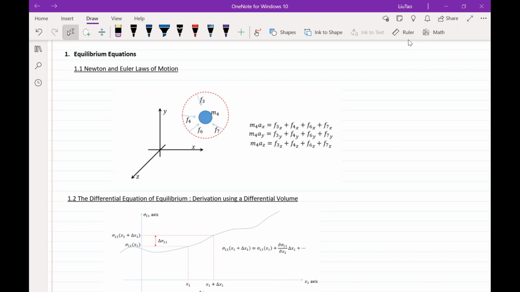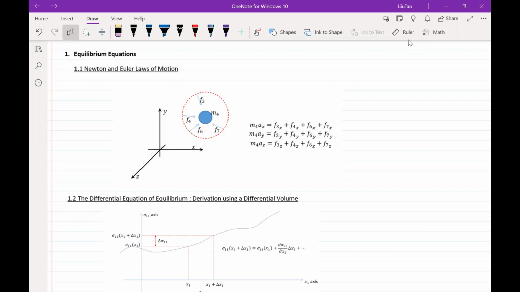If we imagine a particle with a mass of m4, and this particle is subjected to 4 forces from other particles, F3, F4, F6, and F7, then, based on Newton's second law of equilibrium, all the forces acting on this particle are equal to m4 times its acceleration.